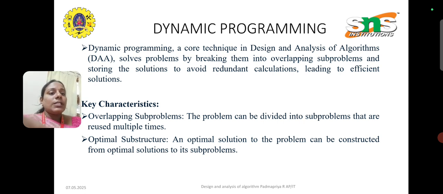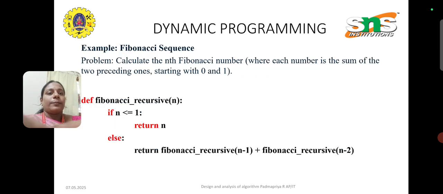And optimal substructure means it can give the optimal solution for that particular kind of problem, which means every subproblem can be solved by an efficient algorithm. If the subproblems give efficient solutions, the overall result can give the optimal solution to that particular problem. So these are the two characteristics in dynamic programming: one is overlapping subproblems, another one is optimal substructure.